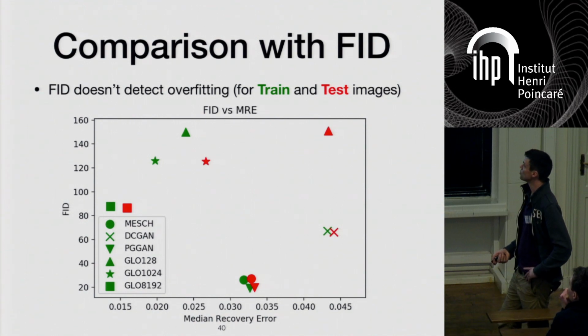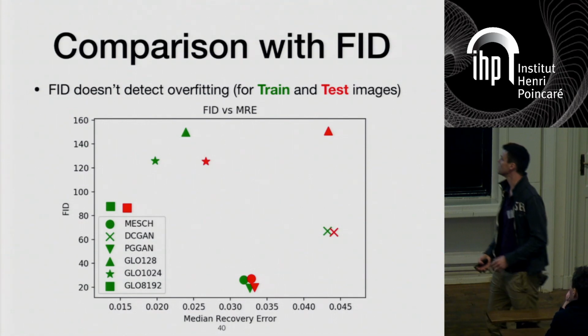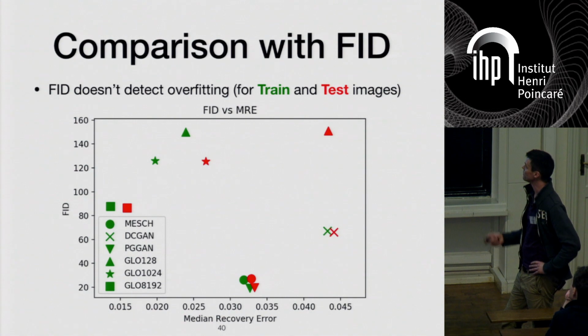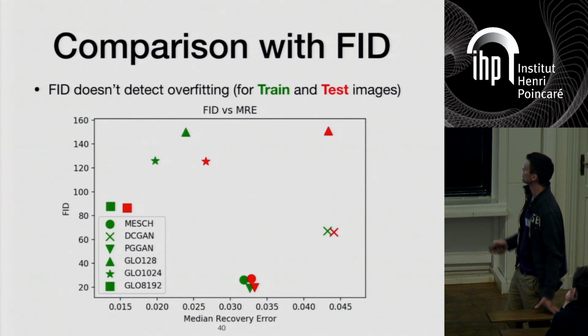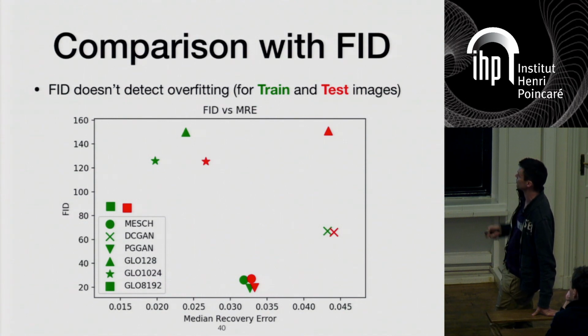Okay. So now we compare to FID. FID was the metric that is mostly used to assess the quality of GANs and the generative model in general. And by this figure, we demonstrate definitely that FID is not capable of detecting memorization. So here is the metric we propose. We can use the p-value of the KS test of the median recovery error.